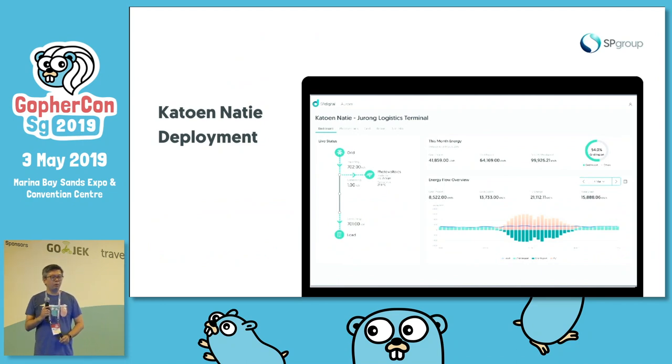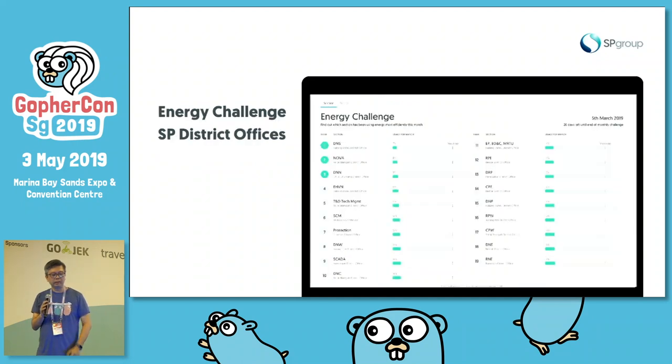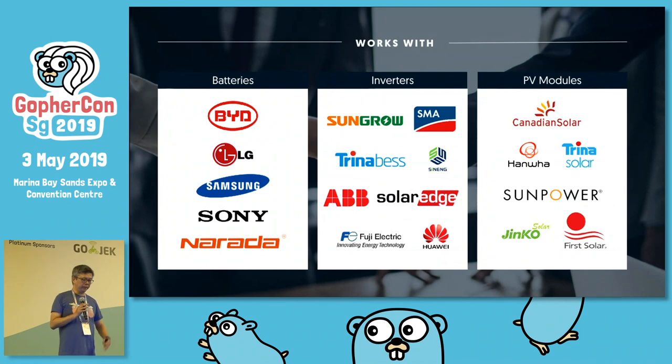Katunasi is one of our customers. This is the screenshot. This is what we call a green wall at one of our other customers, Bukit Panjang Community Club. We place it in front of the lift lobby because they want to show off, you know, how green they are. This is one of our programs that we ran internally for Energy Challenge to challenge each of the district offices to be more sustainable. And these are some of the other equipment that we work with.